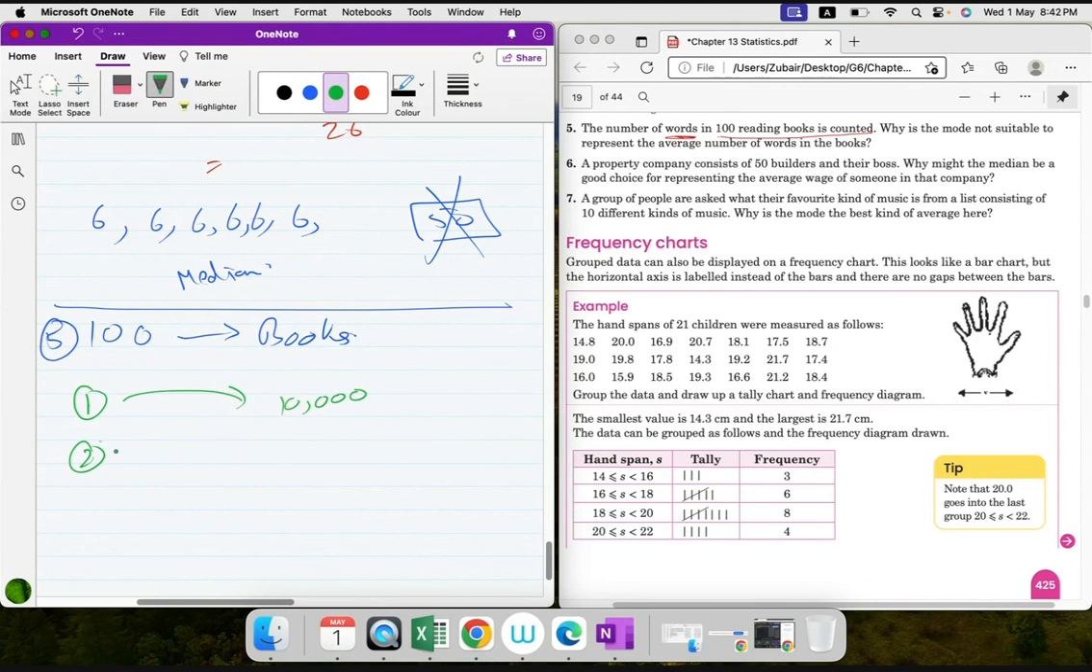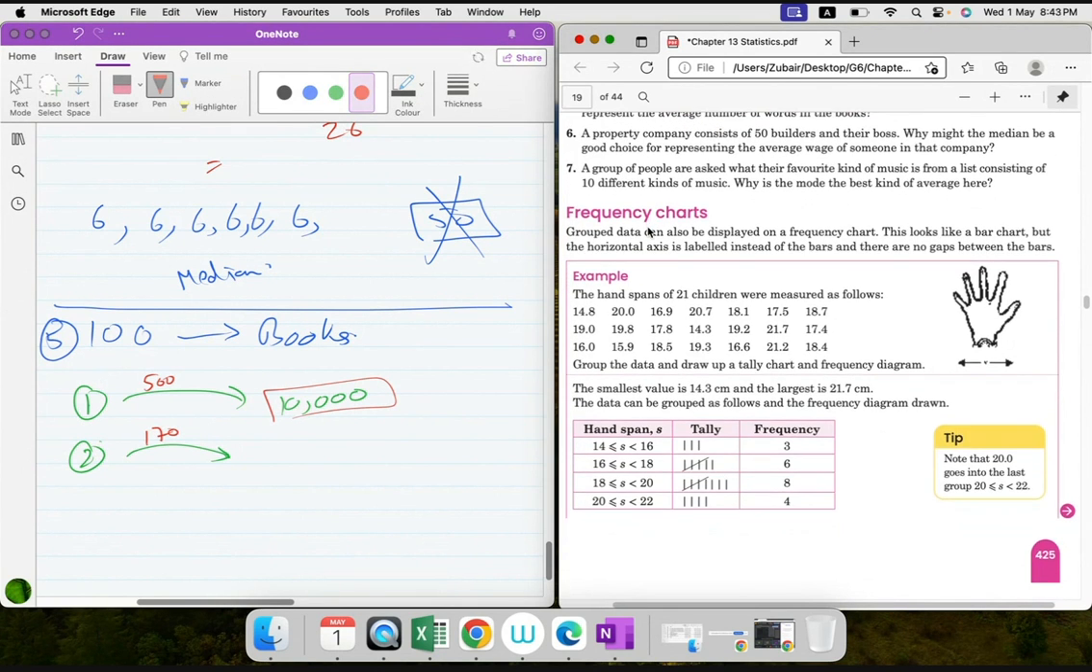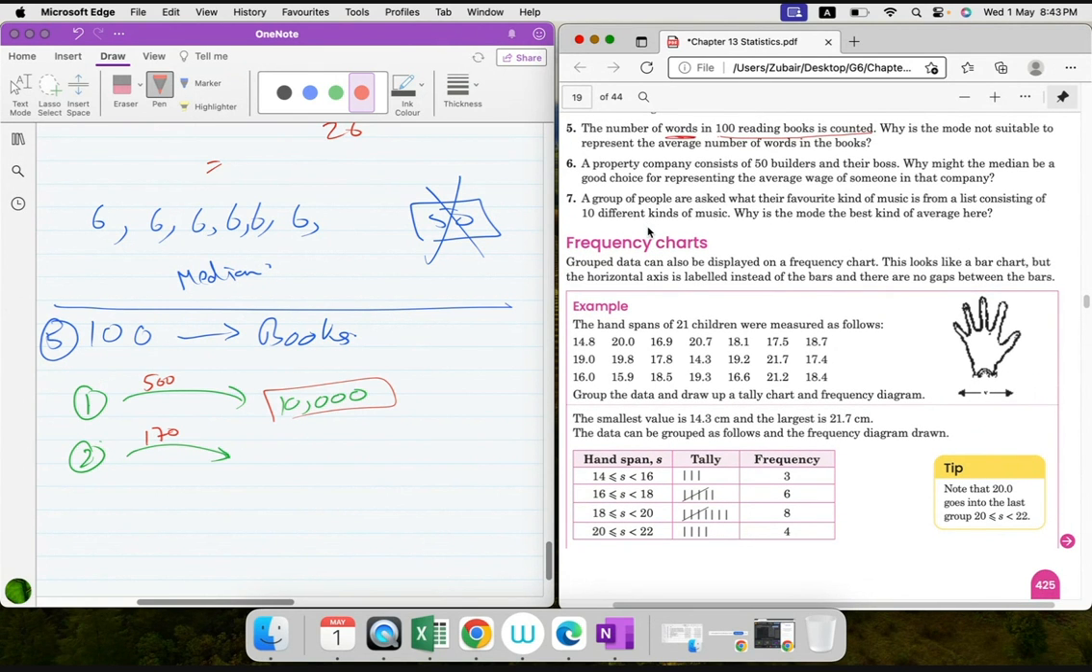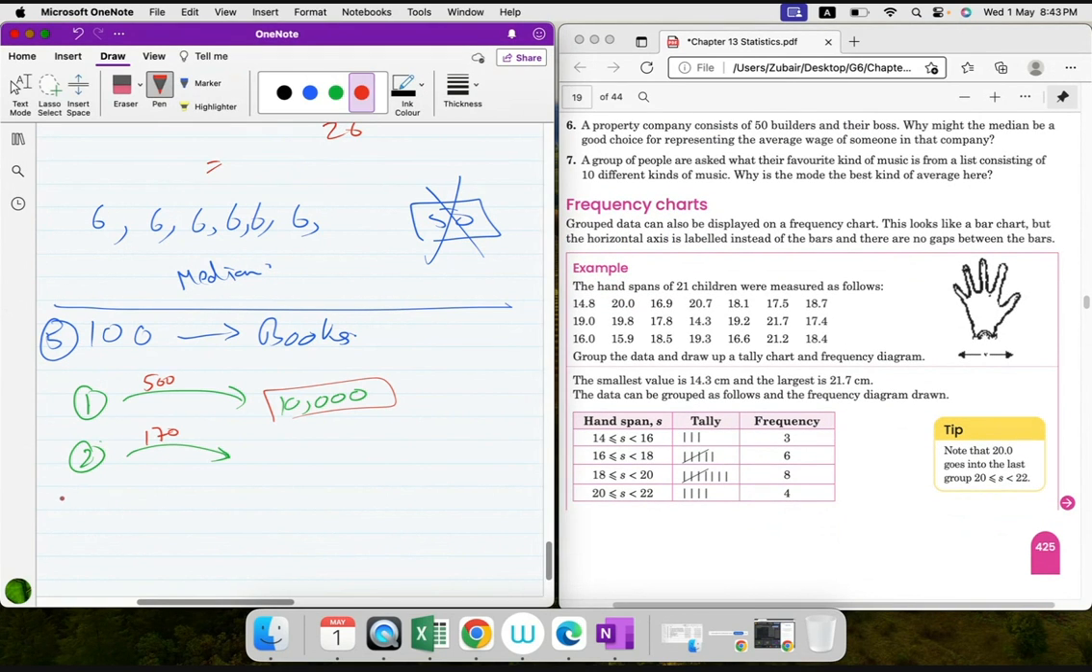Because every book may have different words. Yes, and also the first book may have like 500 pages, the second book may have like 170 pages. So every book would have different words. So mode is not a good option. We can use the mean. Question 6 says, a property company consists of 50 builders and their boss.